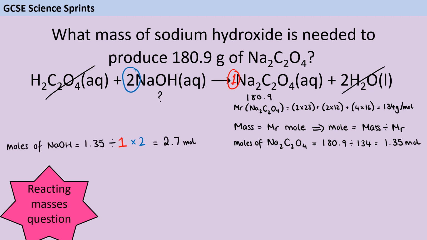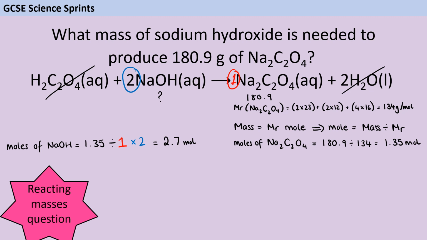So in order to work out my moles of sodium hydroxide, I'm going to divide by the moles of the thing I know. So here I've put in that 1. Chemists are lazy, we never write the number 1, but it's there really. So I divide by the coefficient in front of the thing I know, and I multiply by the coefficient in front of the thing I don't. So therefore I get 2.7 moles.